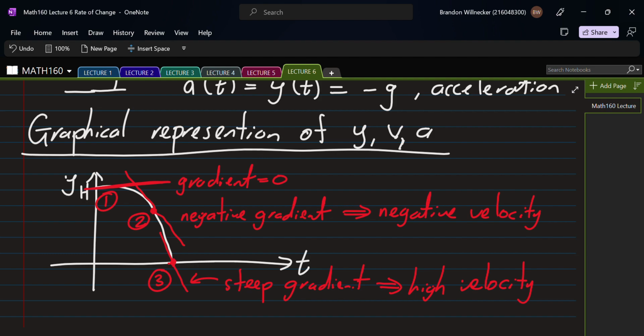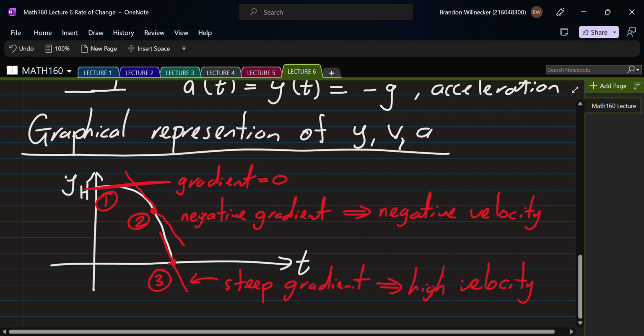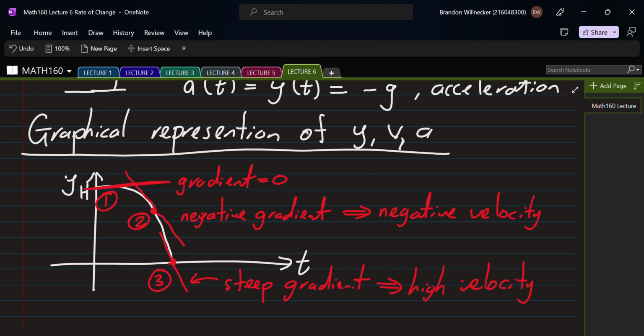And then number 3, it's a very steep gradient. Again, it's negative, so that means it's a high velocity, again, falling down. Okay, so given the position as a function of time, we can use the gradient to determine the sign of the velocity. So is it sloping down? Is it sloping up? That tells you if the velocity is positive or negative. And the degree of the slope tells us how large the velocity is. So if the slope is 0, so a horizontal line, that's 0 velocity. If it's very steep, that means it's very high velocity.